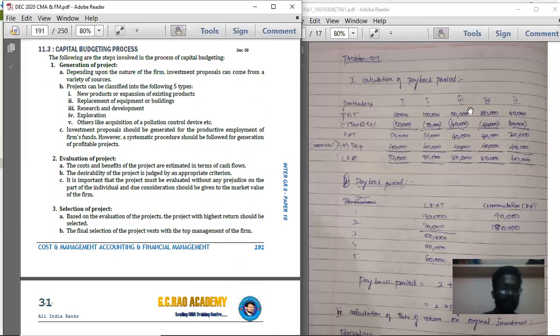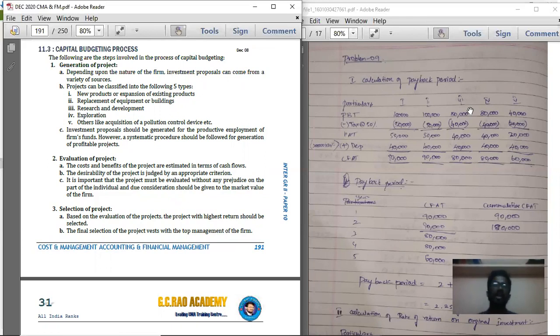What are the different projects in your hand? Projects can be classified into new products or expansion of existing products, replacement of equipment or buildings, research and development, exploration, and acquisition of pollution control devices. All these are different projects. So you are going to evaluate these projects. Once the project has been identified, the second step is to evaluate the project.